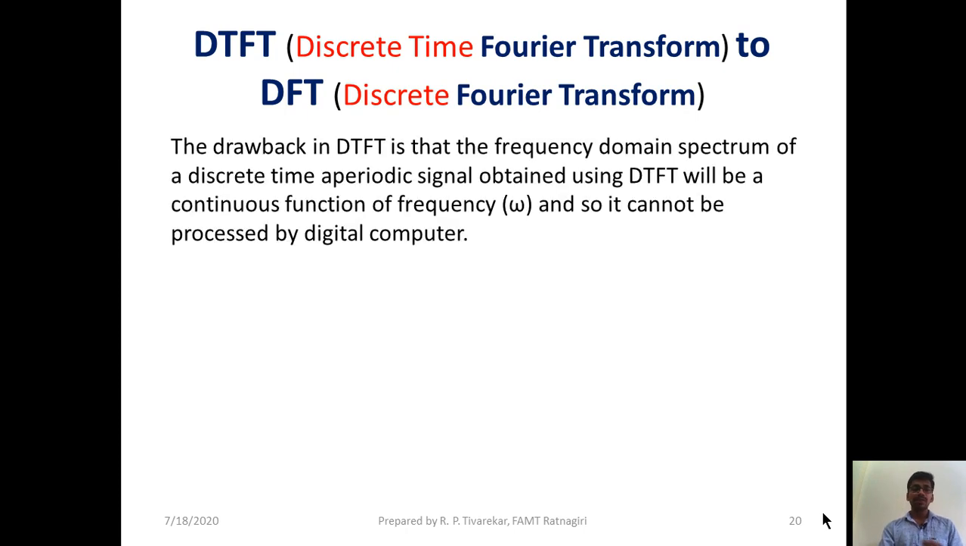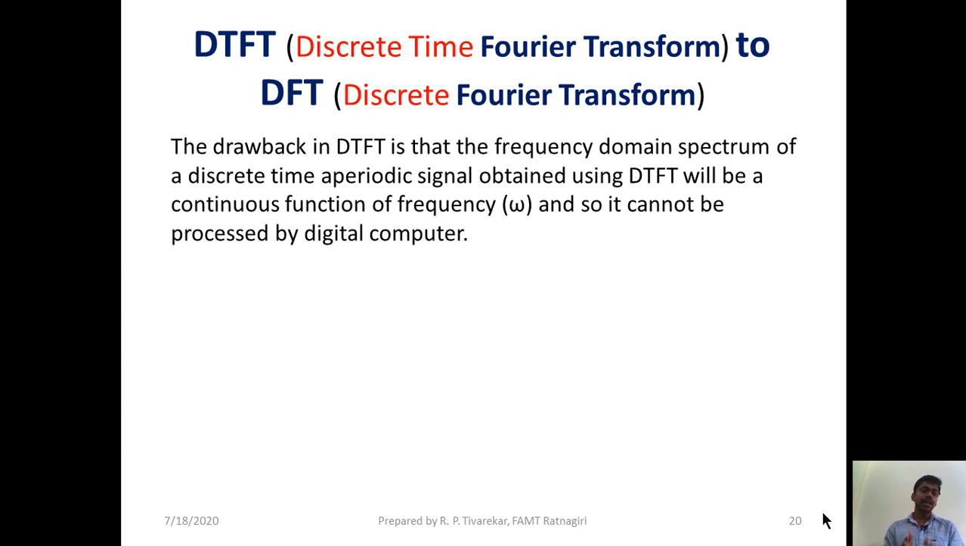So in the first slide, I will explain the drawback of DTFT. As we all know, the DTFT is used for a discrete time and aperiodic sequence, and its corresponding spectrum is continuous as well as periodic in nature. So it will be very lengthy, and a digital computer cannot process that frequency domain data as it is continuous in domain. So we have to discretize it so as to enable our computer to process that data.